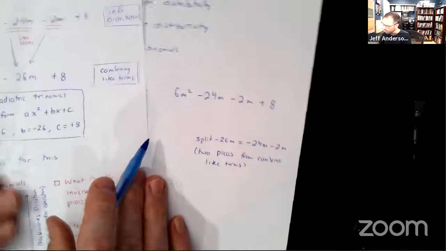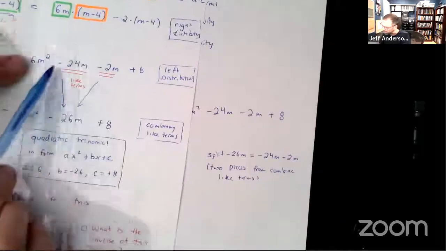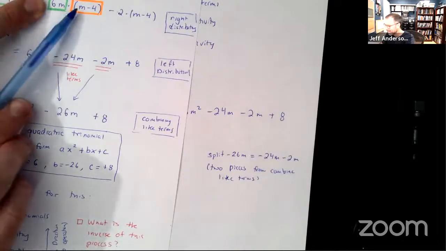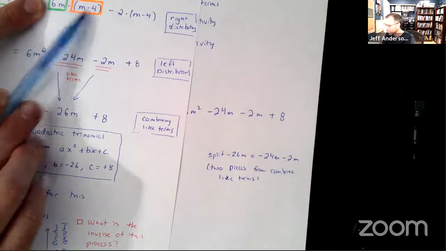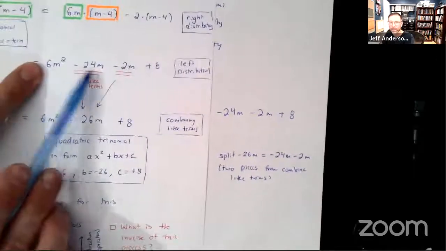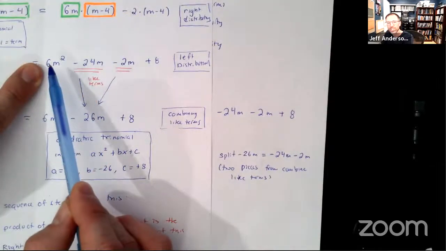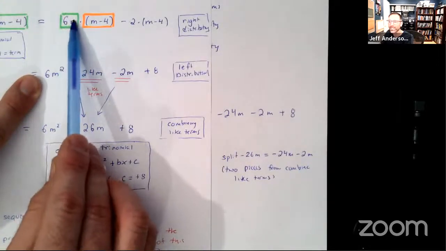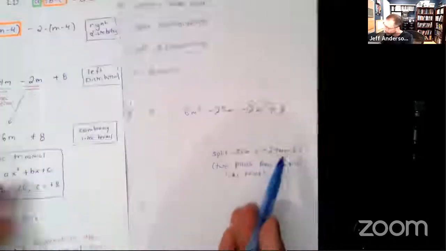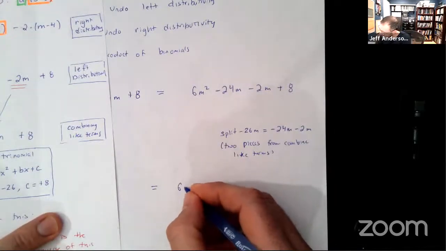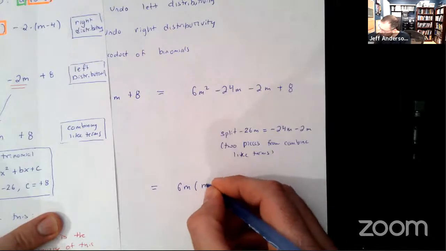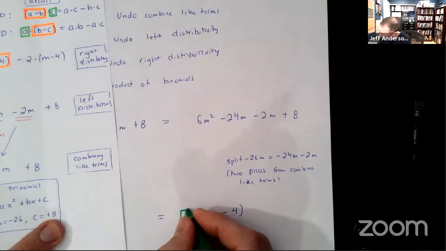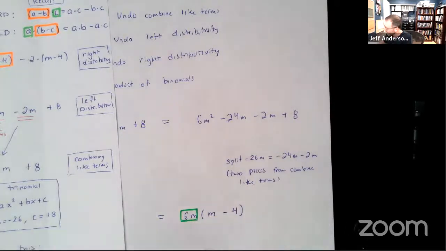So then what did we do? Let's check this out. If we go from here to there, we passed 6m to m and we passed 6m to 4. And that's how we got 6m squared minus 24m. What are we doing in the reverse? If we started with 6m squared minus 24m, we're actually pulling out 6m from each term. So we would take 6m out, and then we would do m minus 4. Notice we pulled out 6m from each of the first two terms.